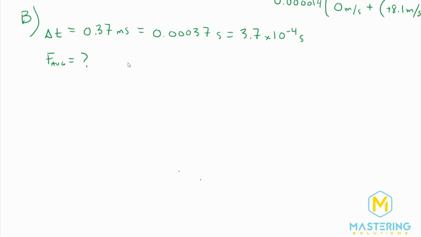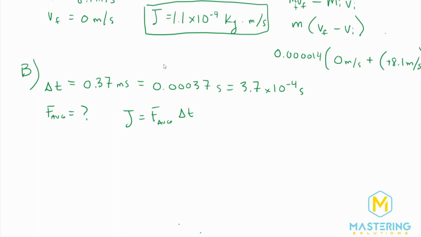So now let's talk about the formula for impulse, because impulse, another way it can be written, is the average force times the change in time. And of course, we have the impulse from the last question right here. So we have J, and they just gave us the change in time. So we just need to solve for the average force. So let's divide both sides by the change in time. So F average is going to be impulse divided by the change in time.